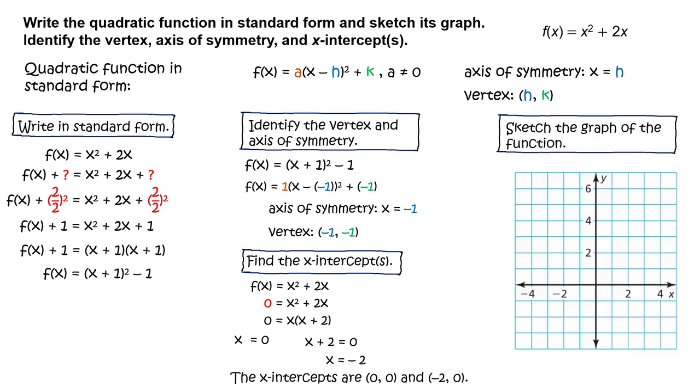Now you're ready to sketch the graph of the function. First, draw the axis of symmetry. Plot the vertex point negative 1, negative 1. Next, plot the x-intercepts, negative 2, 0, and 0, 0. To graph f of x equals x squared plus 2x, draw a parabola through the plotted points.